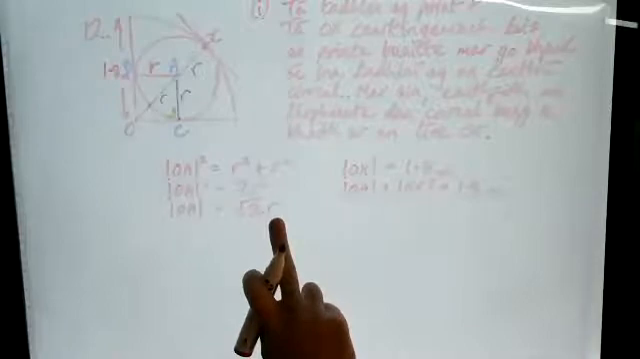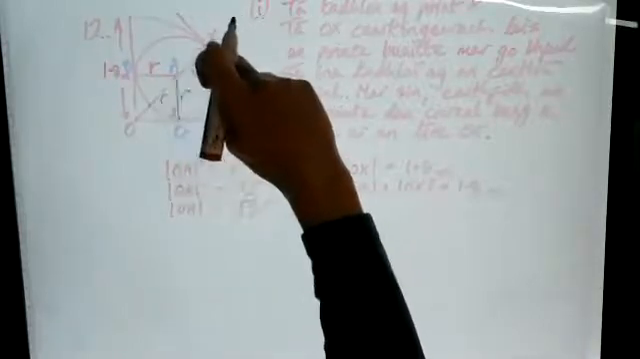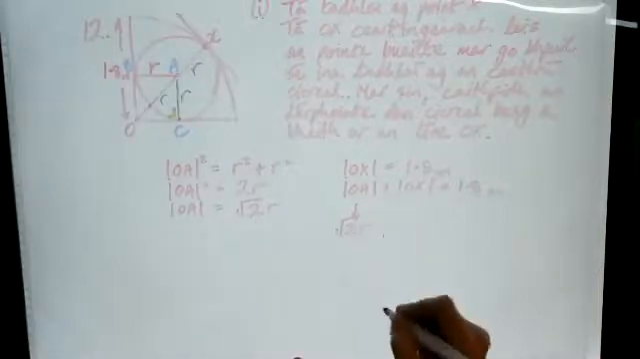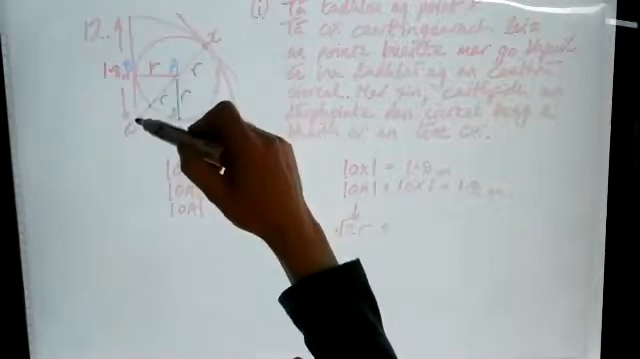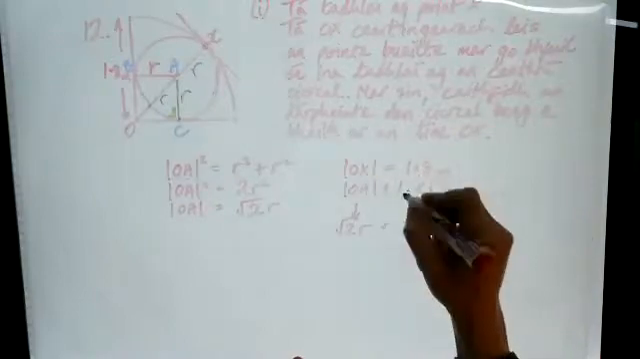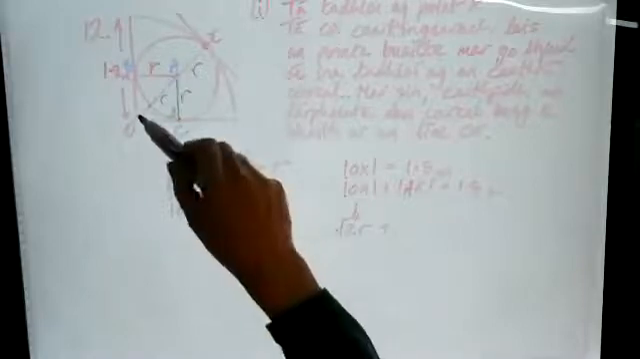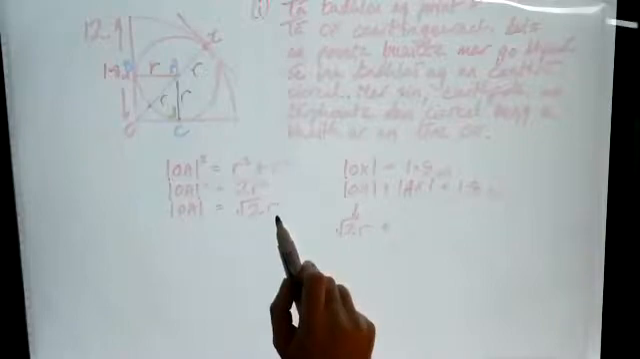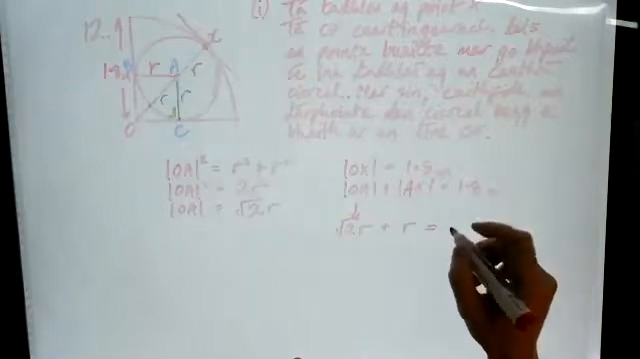Now, with OA as the square root of 2r, and AX as r, we can write this. So OA equals the square root of 2r, plus AX, which is r, and that equals 1.8 meters.